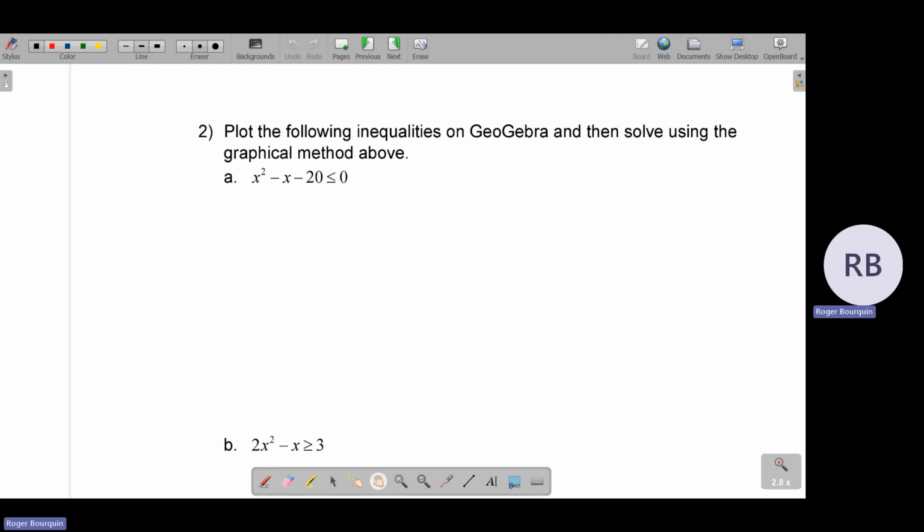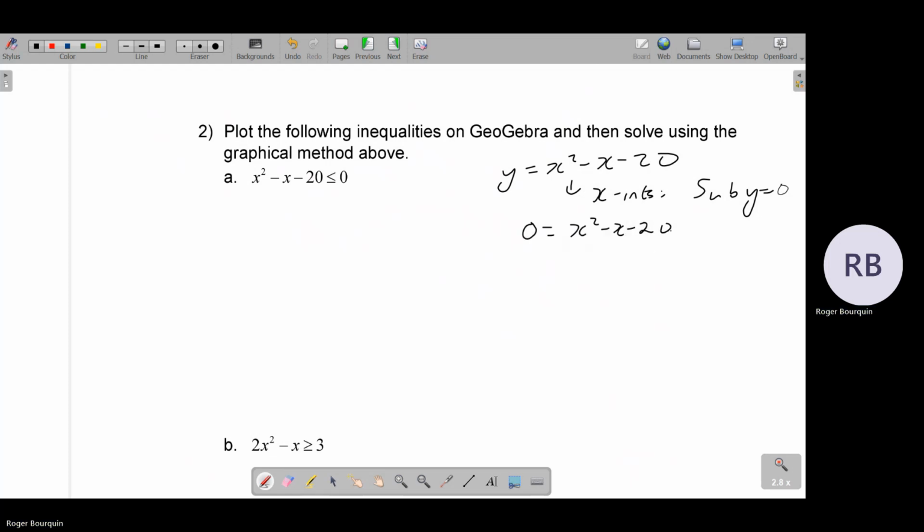Just going to do one with you. It doesn't matter that you don't know what this parabola looks like. All you have to know is where its x-intercepts are. If you are drawing the graph y is equal to x squared minus x minus 20, how would you find the x-intercepts? You're subbing y as 0, right? And you get 0 is equal to x squared minus x minus 20. So when you let something be equal to 0, you're finding the x-intercepts. I've got everything on this side, so what's this going to factorize to? Go factorize that for me.